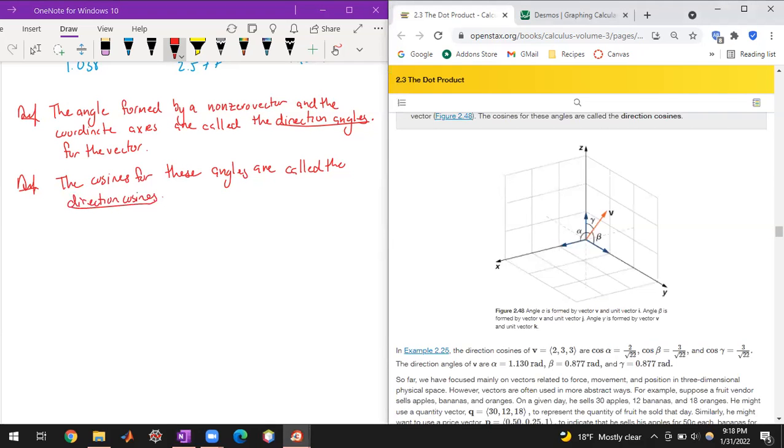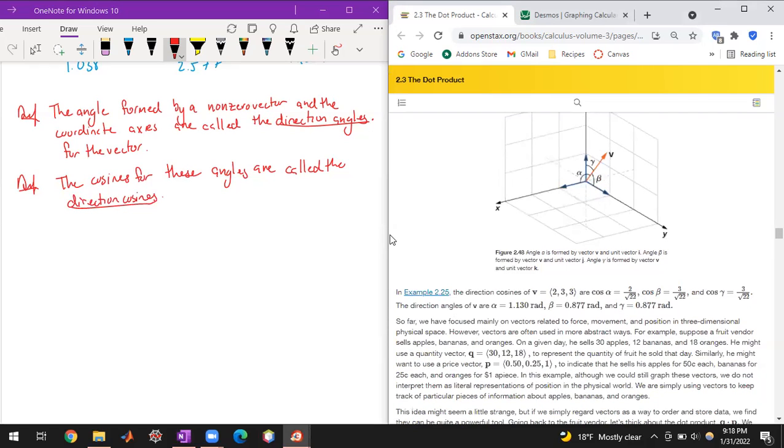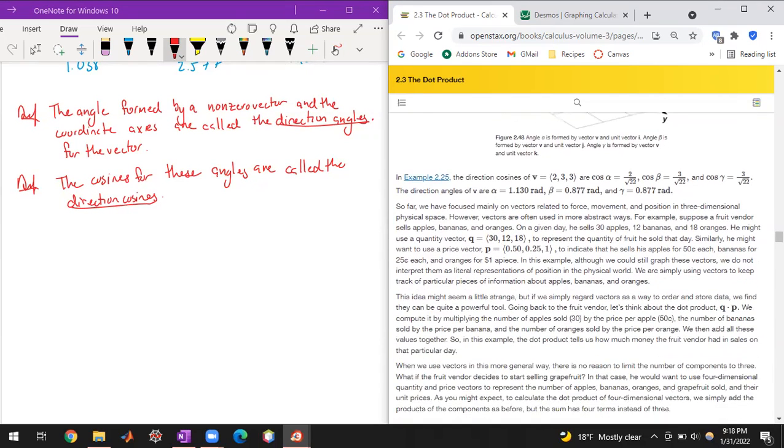So in the examples before, the direction cosines of our vector were cosine of the first angle, cosine of the second angle, cosine of the third angle. Right, so that was the 2 over root 22, 3 over root 22, and 3 over root 22 that we'd gotten. So the direction angles of that vector were the angles that we found, the 1.13 radians, the 0.877 radians, and the other 0.877 radians.